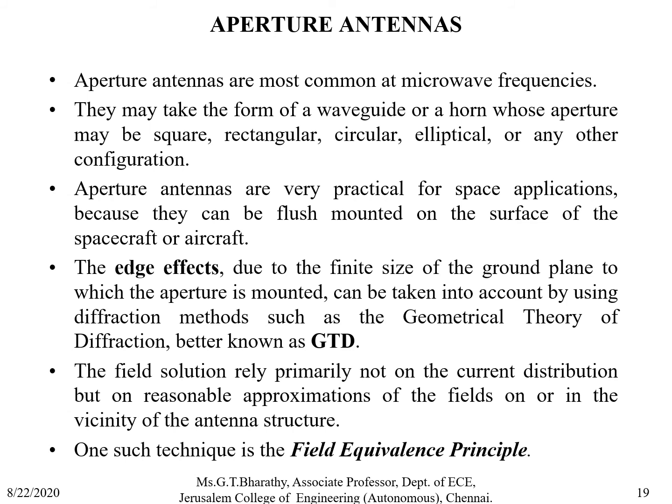So the next type of antenna is the aperture antenna. Aperture antennas are most common at microwave frequencies. They may take the form of a waveguide or a horn whose aperture may be square, rectangular, circular, elliptical, or any other configuration. Aperture antennas are very practical for space applications because they can be flush mounted on the surface of any spacecraft or aircraft.